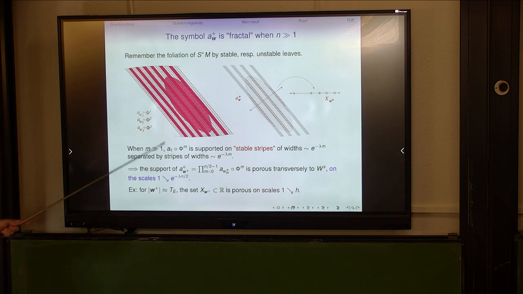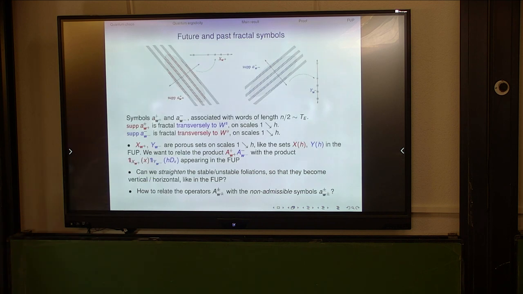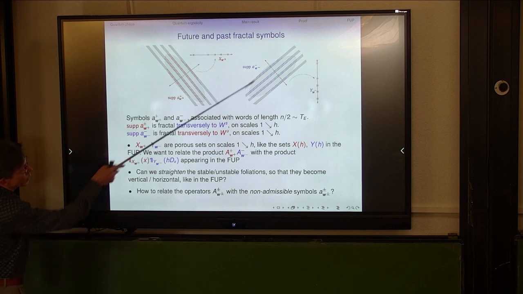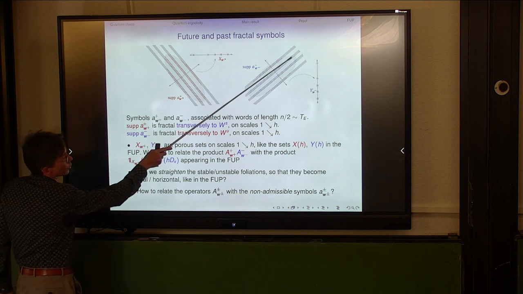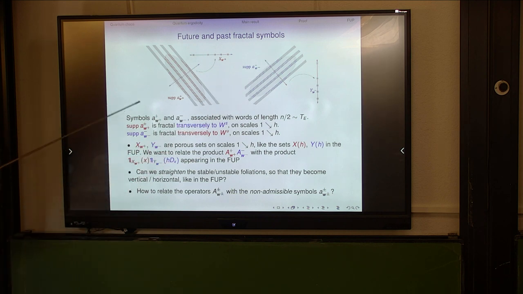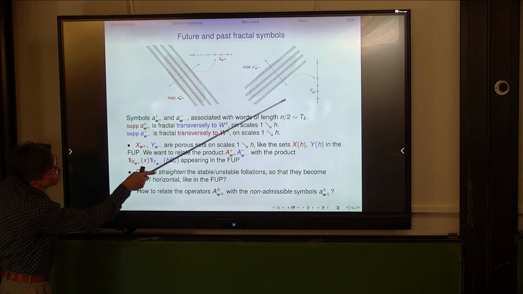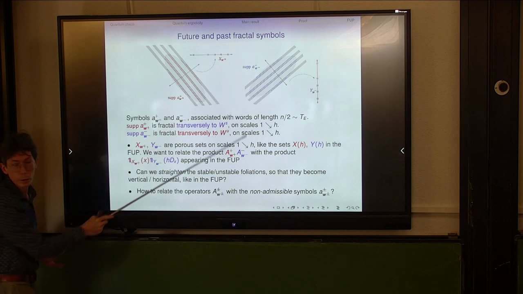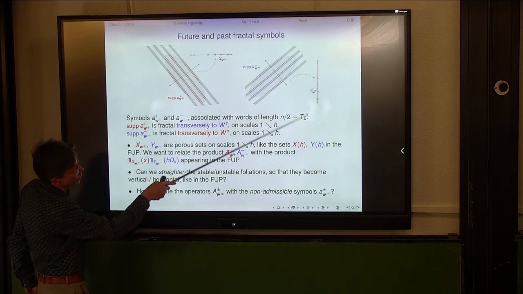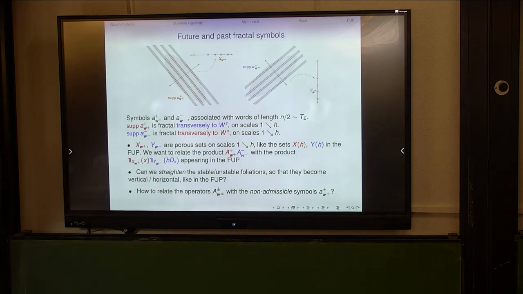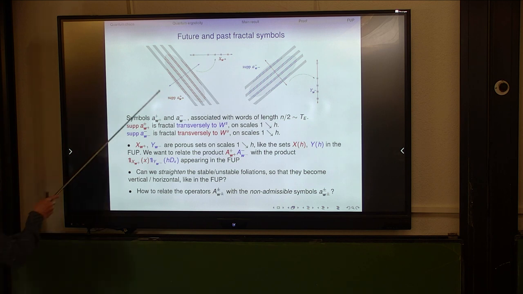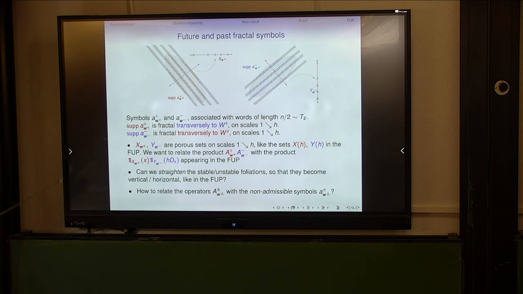So this is a set corresponding to the evolution in the future. And if you look at the evolution in the past, you'll have the same phenomenon, except that the fractality will be transverse to the unstable direction. So this is the unstable direction. The support of this A_W^-, the other part corresponding to the past evolution, is fractal when you look transversely to this stable direction. So for instance, along the unstable direction, you observe a set which is also fractal, from size 1 to size h. So you have these two sets in phase space, and somehow it starts to look like you have a product.